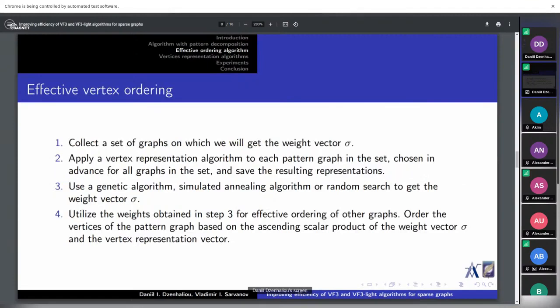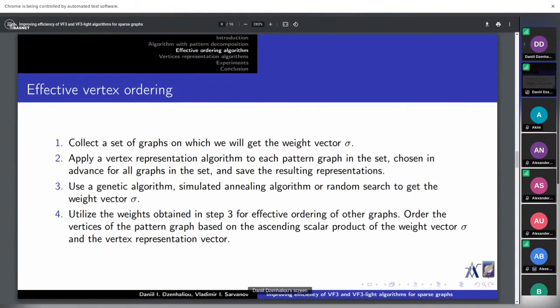In this research, we tried to improve these criteria in order to make the algorithm work faster. What we have to do? Firstly, we need to collect a set of graphs on which we will get the weight vector. We should apply a vertex representation to each pattern in the training set, which will be used for determining the weight vector. Of course, this representation algorithm should be the same for all graphs in the set. And then, by using a genetic algorithm, simulated annealing algorithm, or just random search, we obtain the weight vector.